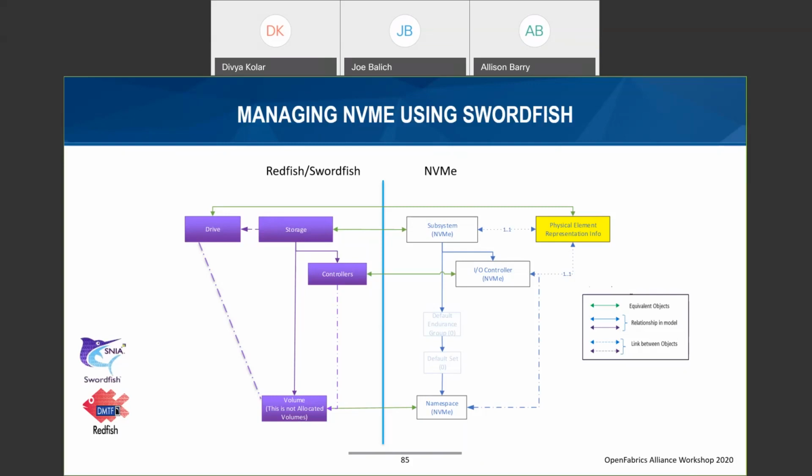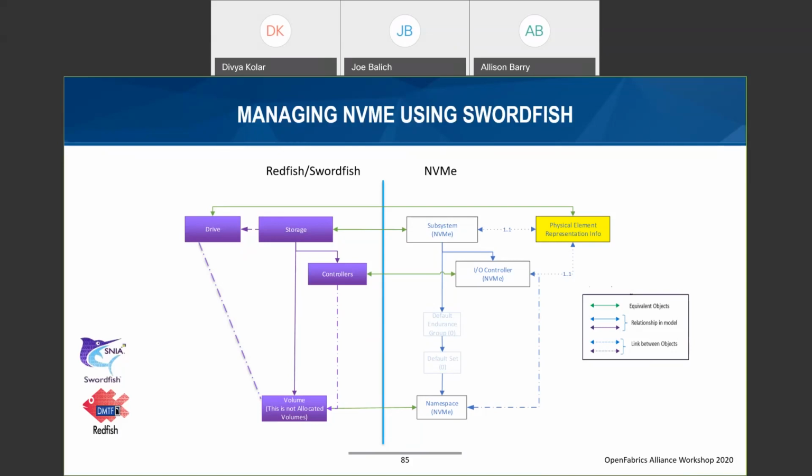The right-hand side of that blue vertical line is the NVMe device model. It is the local physical NVMe device, and the left side is the Swordfish, Redfish elements. And the green arrows show the 1:1 mapping between both worlds, and the purple and the blue lines show the relationship between the components in each of the models.